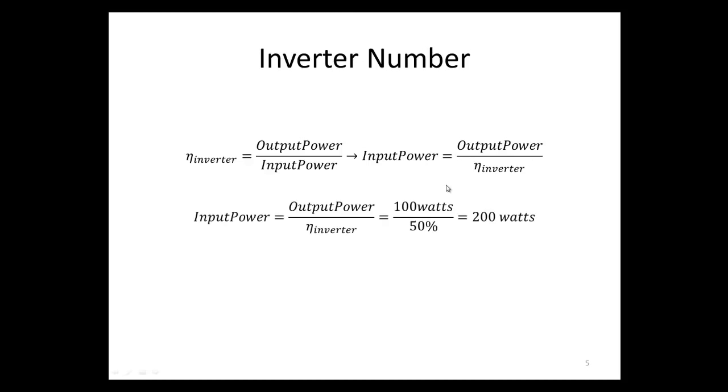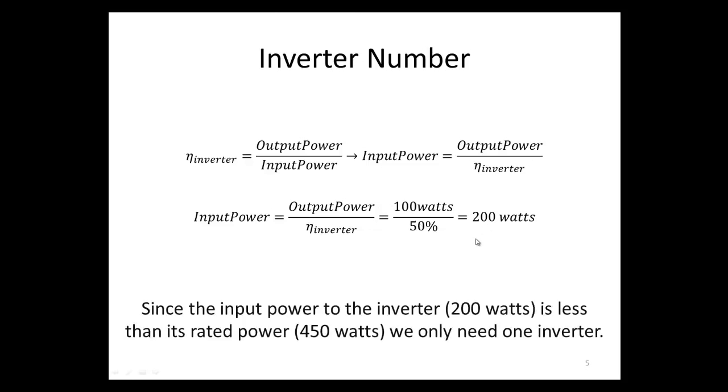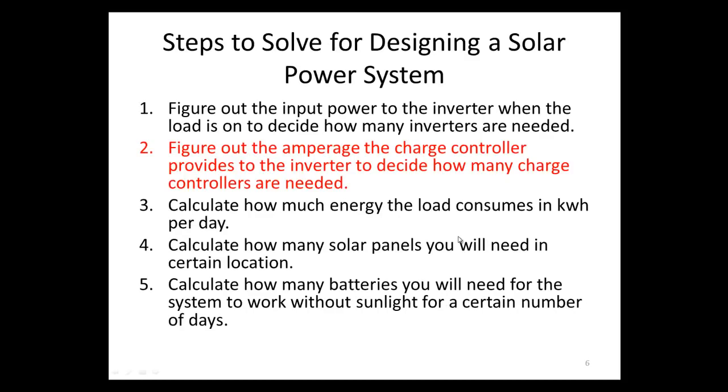Then we plug in what we knew from the first slide and we solve for input power. The output power again was 100 watts and the efficiency was 50%, so we get an input of 200 watts. We know that the maximum power rating of the inverter was 450 watts, and since the power that we're supplying to it is 200 watts, we only need 1 inverter. If we got greater than 450 watts, we would need more than 1 inverter. Okay, so that's step 1.